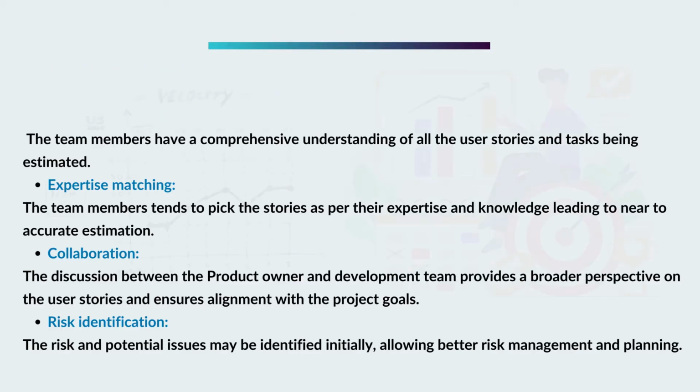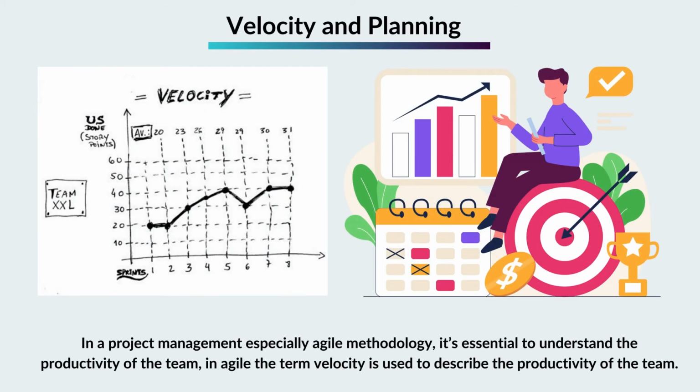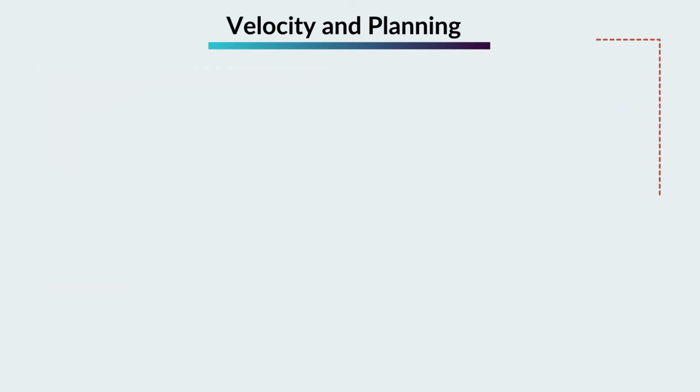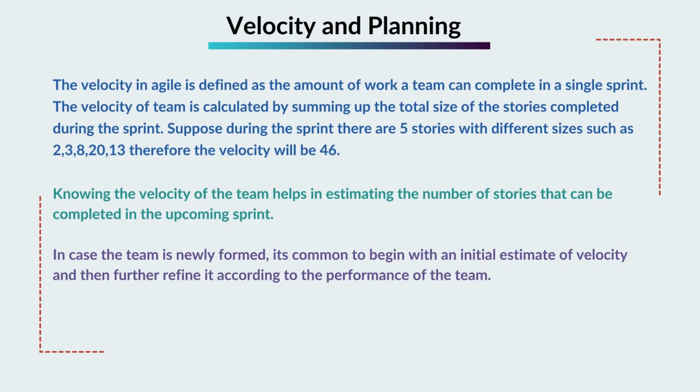Velocity and planning. In project management, especially Agile methodology, it's essential to understand the productivity of the team. In Agile, the term velocity is used to describe the productivity of the team. The velocity in Agile is defined as the amount of work a team can complete in a single sprint. The velocity of the team is calculated by summing up the total size of the stories completed during the sprint.